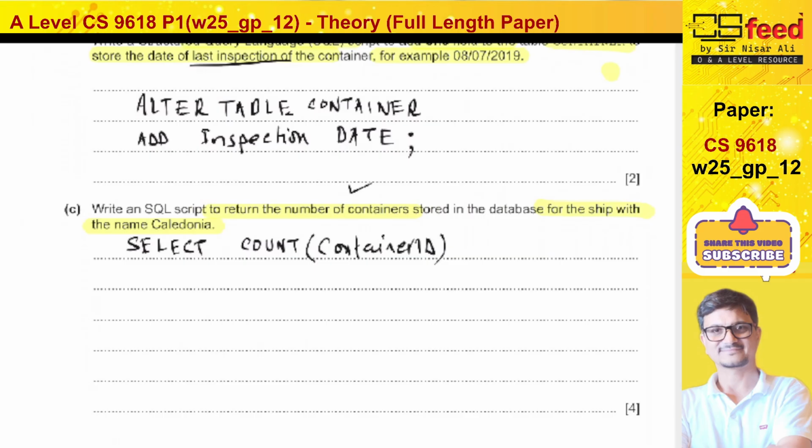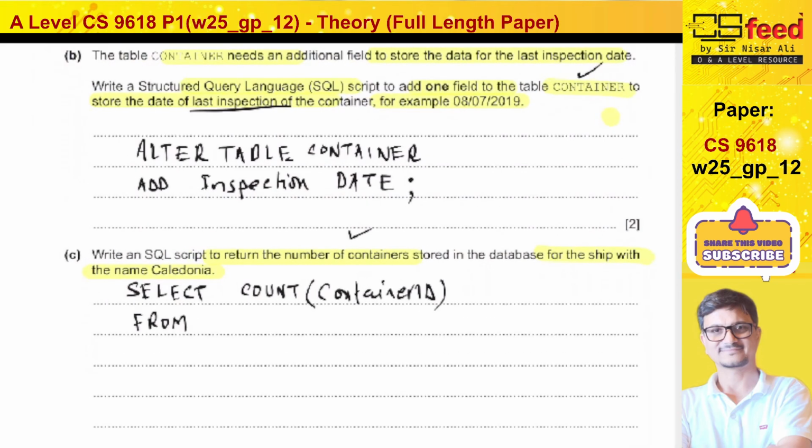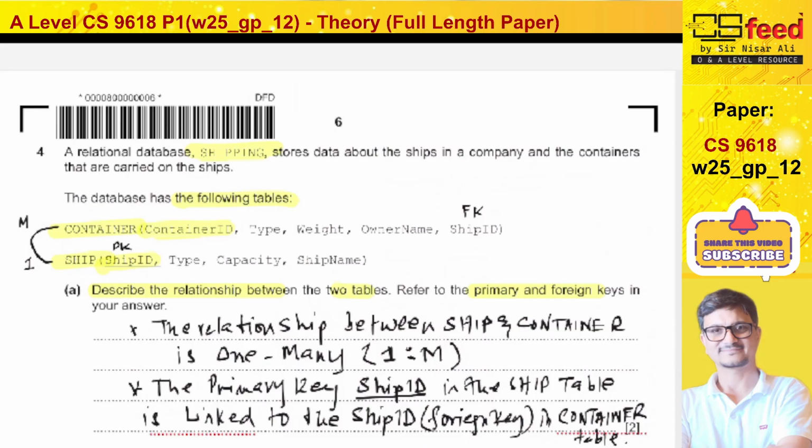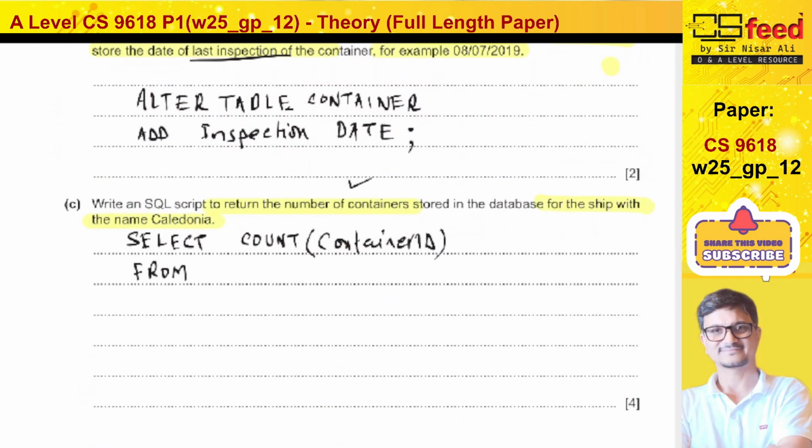From. You can see that the ship with the name stored in the database, return the number of the container. So one number of the container is here and the ship name. So we are actually referring to both tables, container and ship. So from we will write, so we have again here two methods, and the simplest one is that we write the name of both tables, like from container, and the other is the ship.